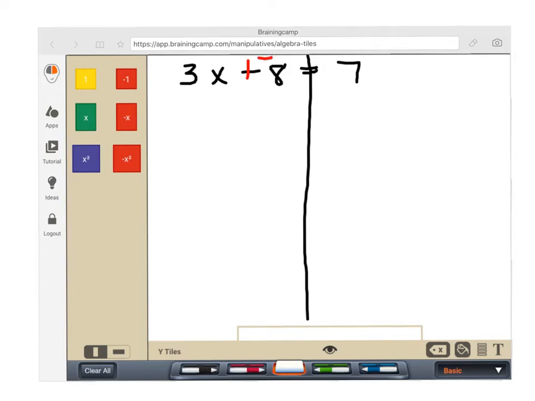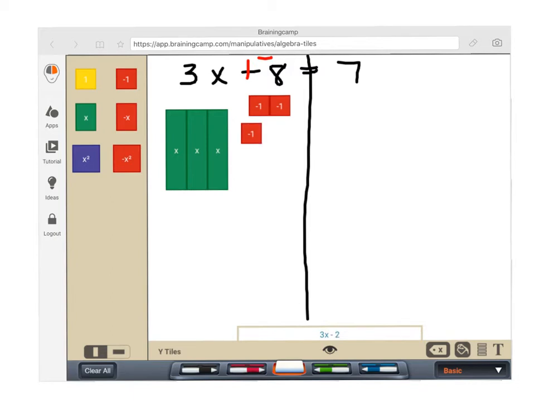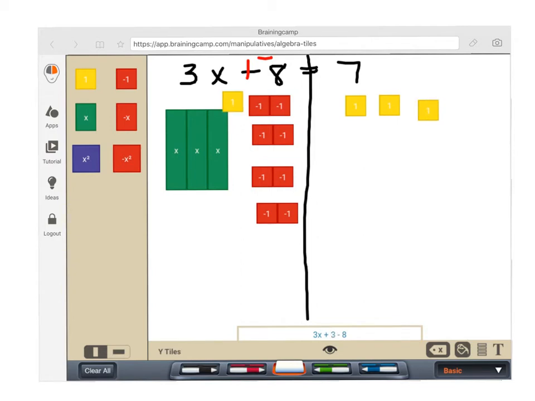We said, all right, now, in order to model this, we're going to start with our positive x's. So they are the green, 1, 2, 3 x's. Now we need negative 8. So we have 1, 2, 3, 4, 5, 6, 7, 8. And then on this side we have positive 7: 1, 2, 3, 4, 5, 6, 7. All right. Now, with that in mind, we are going to take a look at getting rid of this number first.